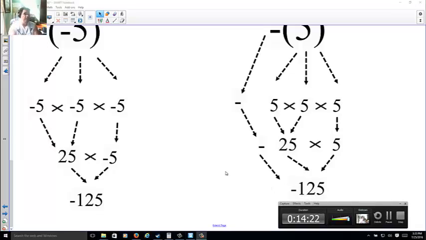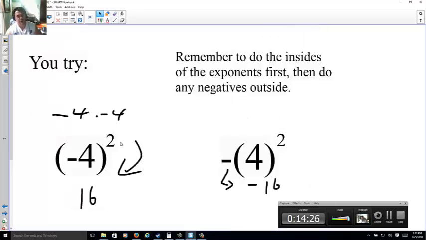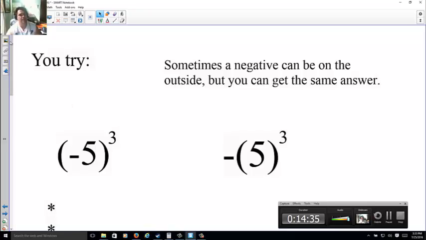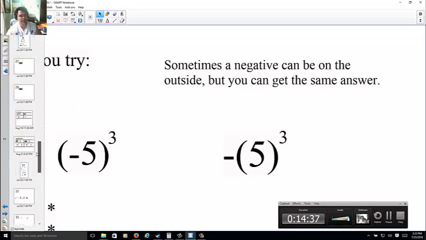Now, why is it that these are both negative and the other one wasn't? Because this one, it was an even exponent where you're going to have the same number of negatives and 2 negatives make a positive. Where here you have odd man out, and that means that it's going to end up as a negative either way.